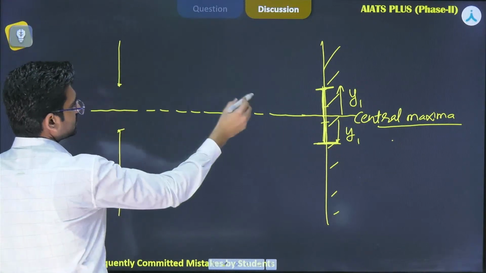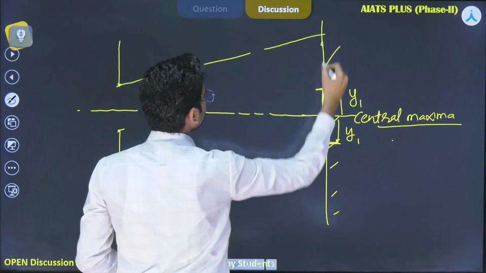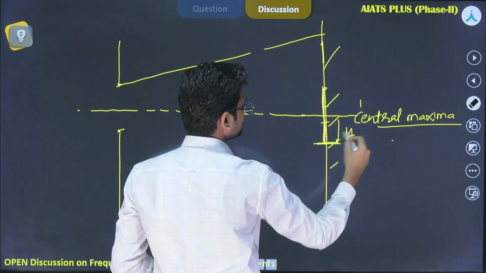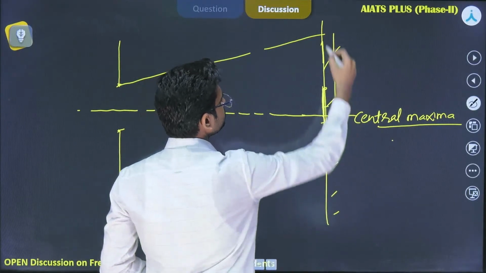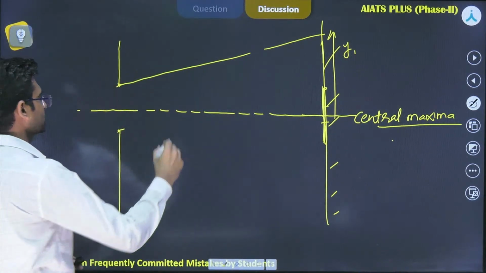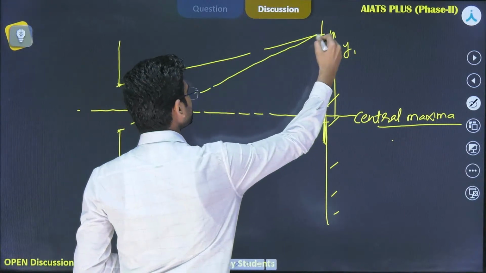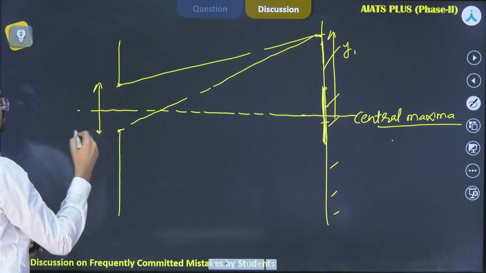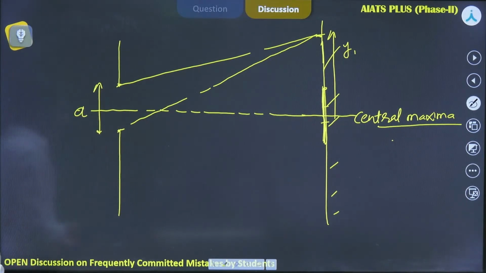So let's say they are coming here, or let's say this y1, I am taking this much. Okay, so this is y1 now, so that we can do the calculations properly. That's why I am taking this big. This light will reach from this point. If this is the distance between these two, this is A, which is the slit width.